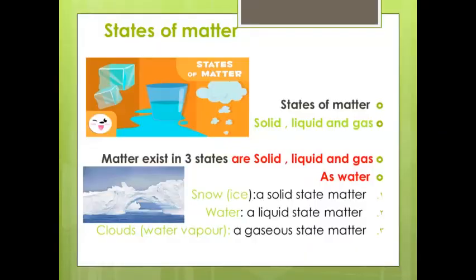So let's start. States of matter: we have three states of matter: solid, liquid, and gas. As in this picture, we have snow or ice as a solid matter, water as a liquid matter, and water vapor as a gaseous matter. So water exists in three states: solid, liquid, and gas. Repeat after me: snow as a solid matter, water as a liquid state matter, and water vapor as a gaseous state of matter. Here a question always comes asking for the states of matter, so our answer is solid, liquid, and gas.